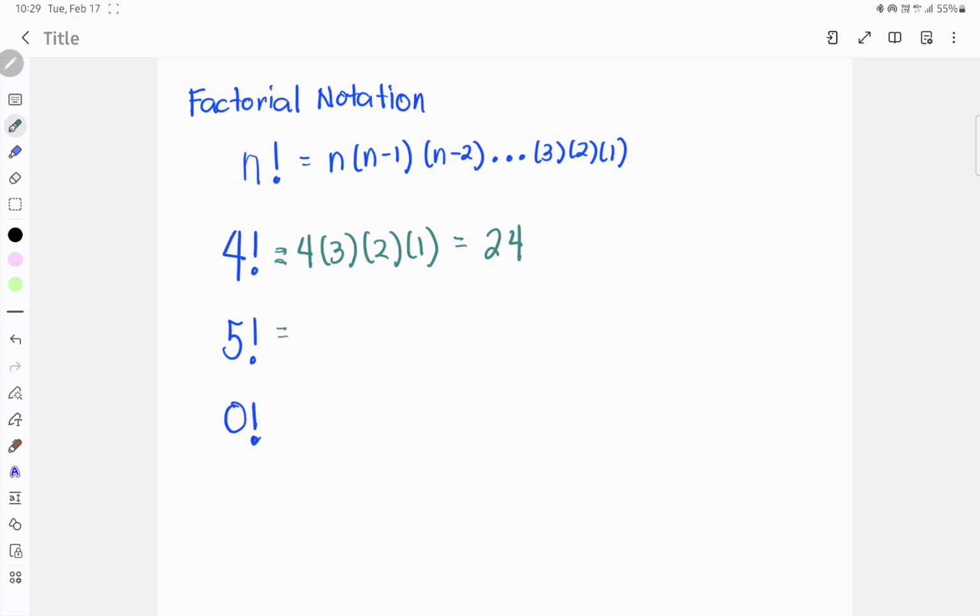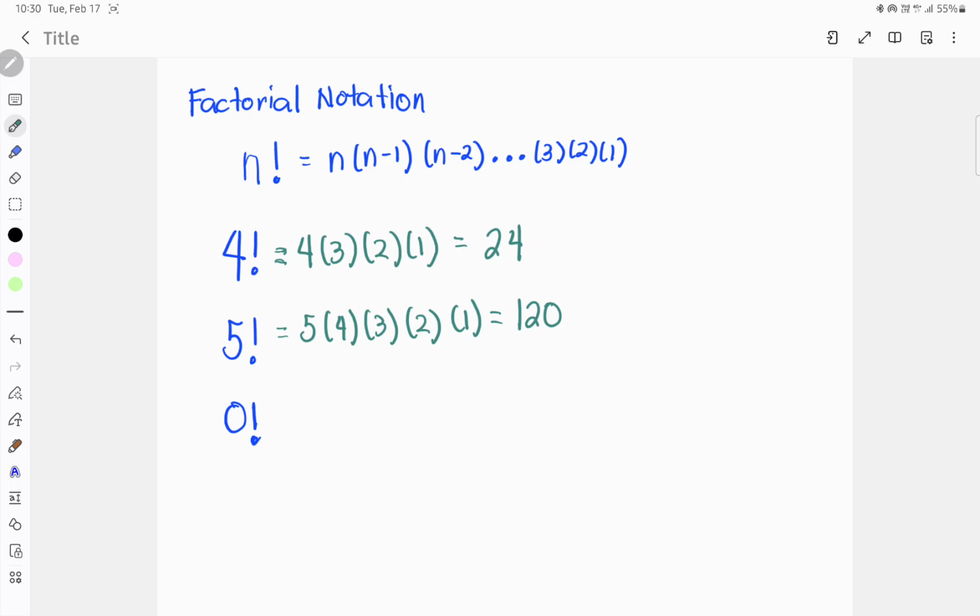Another one. When we read 5 factorial, it would be 5 multiplied by 4 times 3 times 2 times 1. Since operations are binary, 5 times 4, that's 20, times 3, that would be 60. 60 times 2, that's 120.